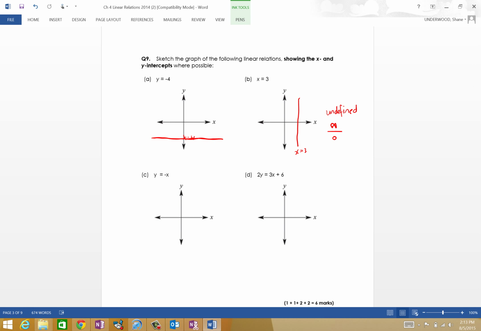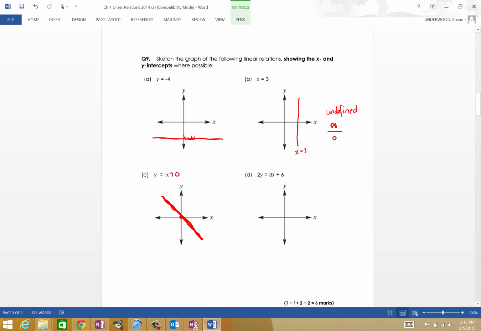Now, what about y equals minus x? Quite a few students were asking me about that. Well, first of all, plus 0 is, I guess, the y-intercept. So that means that it must go through the origin. And if it goes through the origin and has a negative gradient, it has to look like this. Actually, a graph which goes through the origin.